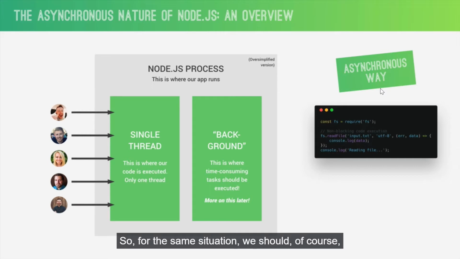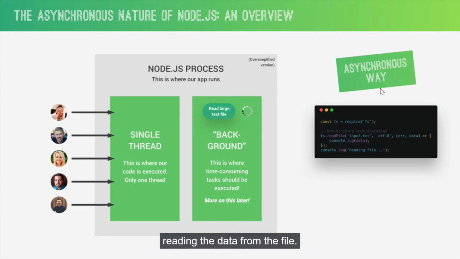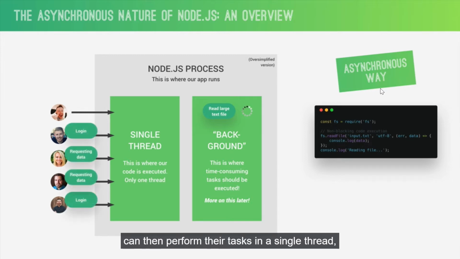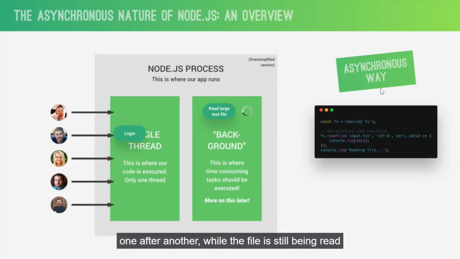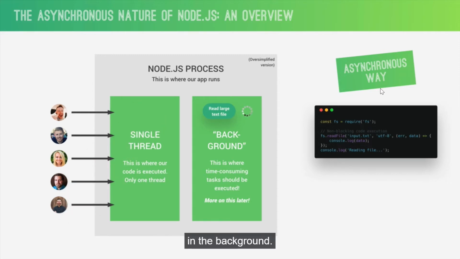So for the same situation, we should of course use the asynchronous file read function, which instead of blocking the single thread, does the heavy work in the background, where it basically stays until it's finished reading the data from the file. Of course, we then also register a callback function to be called once the data is available. And in this scenario, all the other users can then perform their tasks in a single thread, one after another, while the file is still being read in the background.